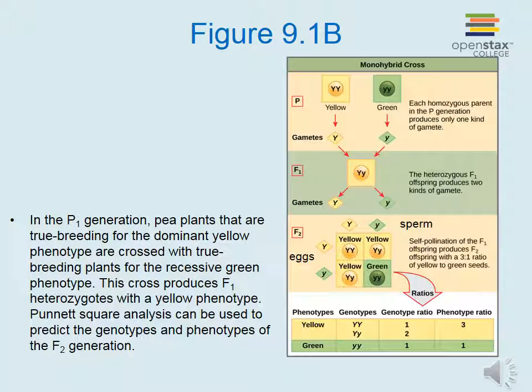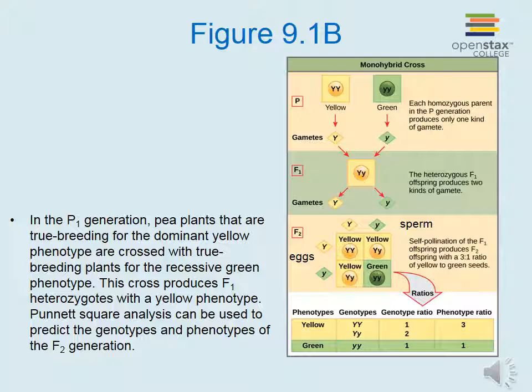In the P1 generation, pea plants that are true breeding for the dominant yellow phenotype are crossed with true breeding plants for the recessive green phenotype. This cross produces F1 heterozygotes with a yellow phenotype. Punnett square analysis can be used to predict the genotypes and therefore the phenotypes of the F2 generation. If you take a look at the F1 heterozygotes, the gametes receive either a dominant or a recessive allele. If we put the male gametes across the top of the Punnett square and the female gametes down the side of the Punnett square, there's 4 possibilities in the offspring.